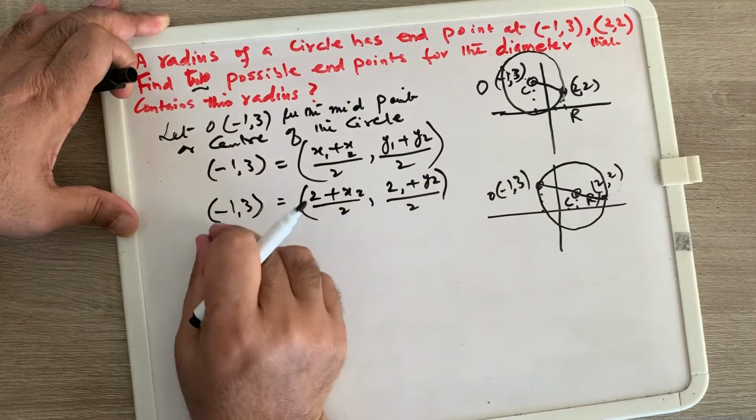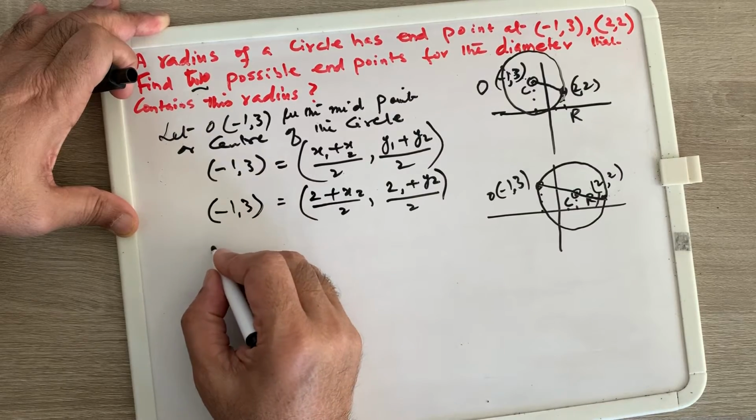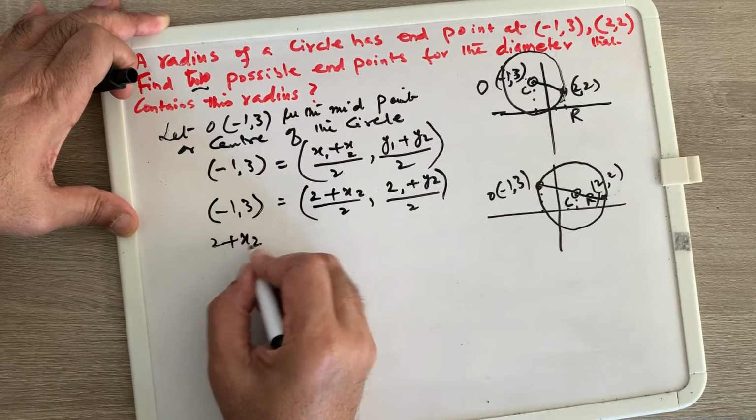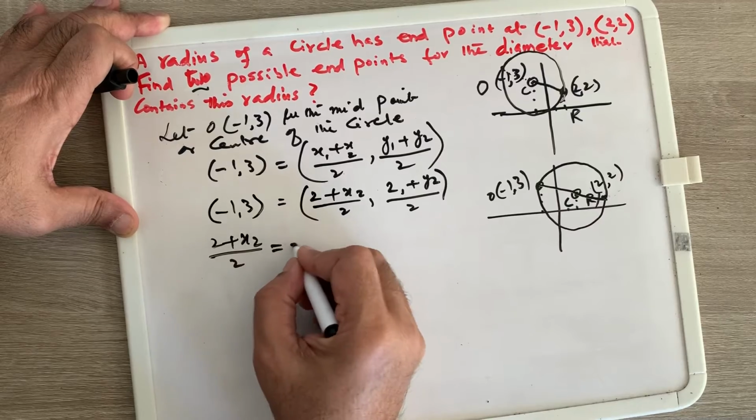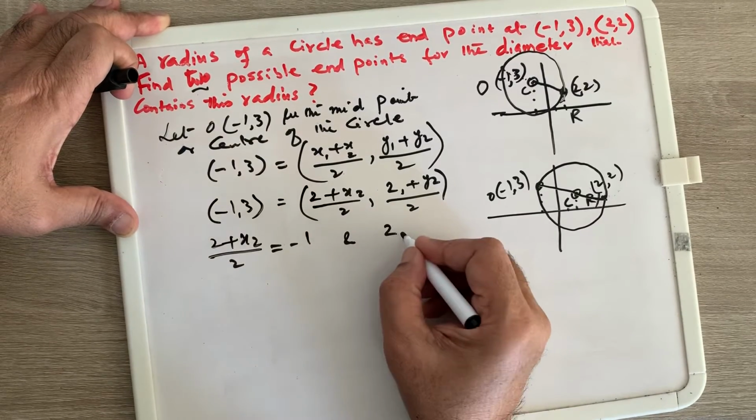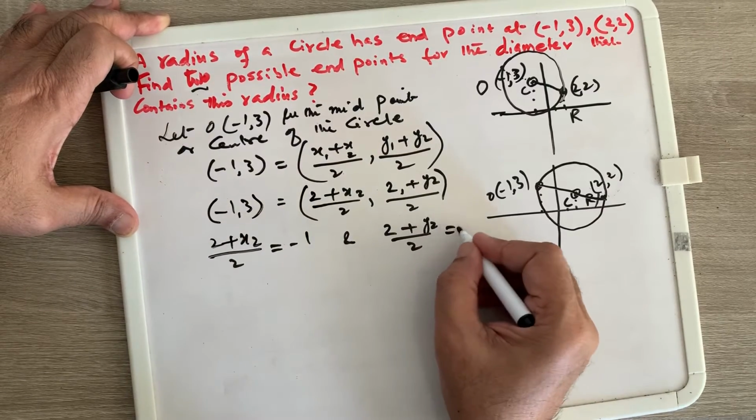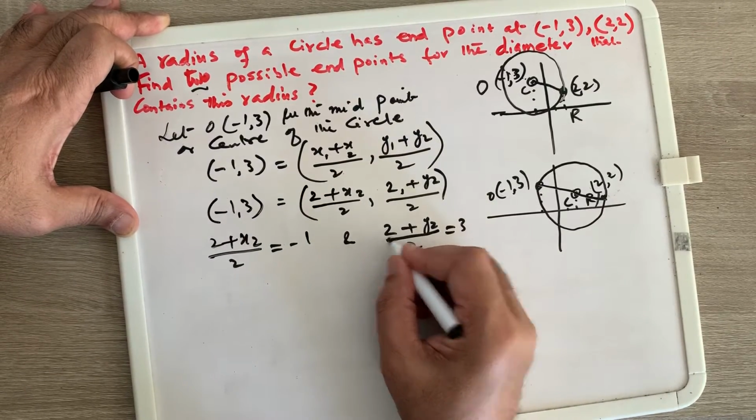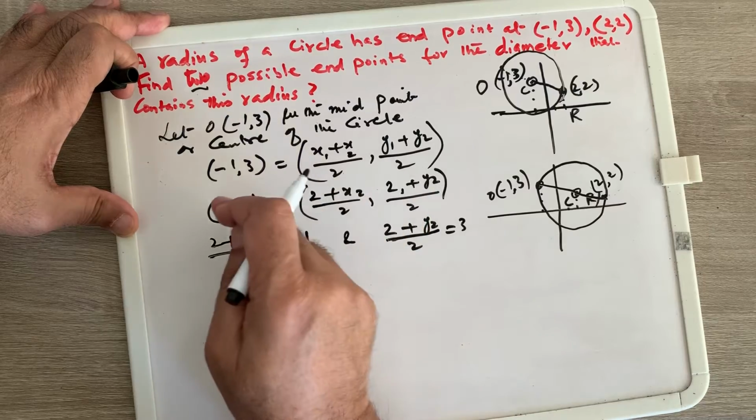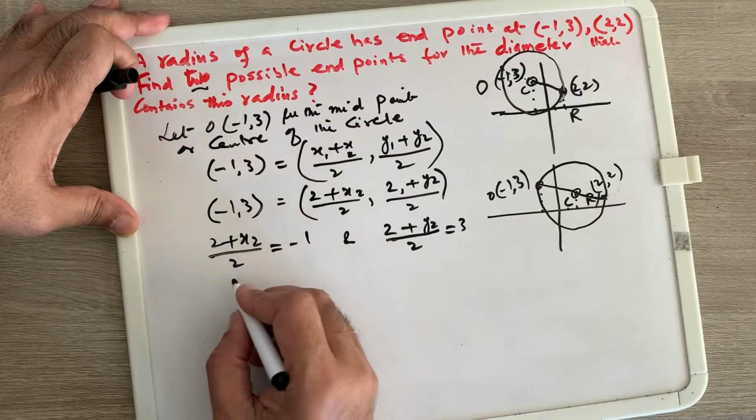This factor is equal to -1. So my (2 plus x2) divided by 2 is equal to -1, and (2 plus y2) divided by 2 is equal to 3. So the y coordinate equals the y coordinate and the x coordinate equals the x coordinate. Now we have to solve these two equations.